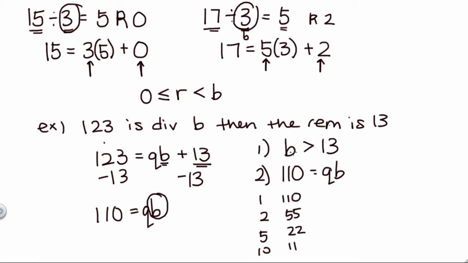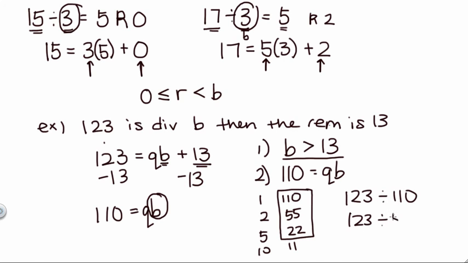Right? So once we find this, now we have to find the possible b's, or the divisors. But because of this condition, the only ones that are possible are things that are greater than 13. So the possible divisors are 110, 55, and 22 to have a remainder of 13. And you can check that, right? If you do 123 divided by 110, or 123 divided by 55, or 123 divided by 22, all of these cases will have a remainder of 13. And I'll leave it up to you to check that out.